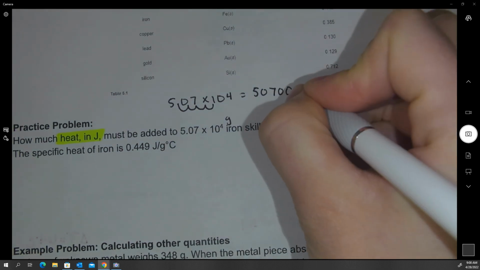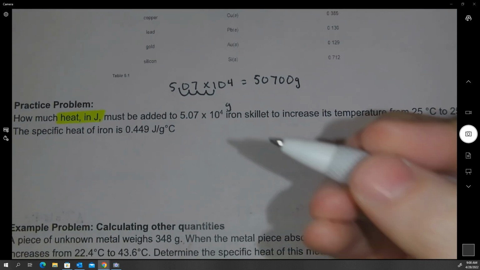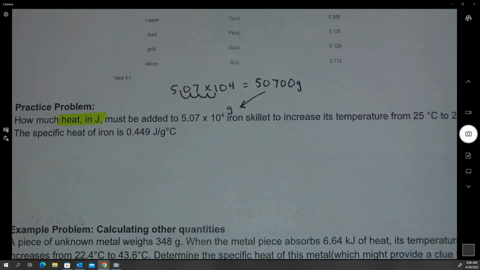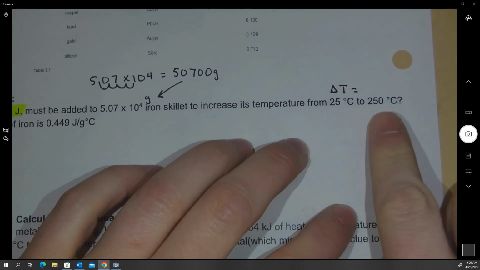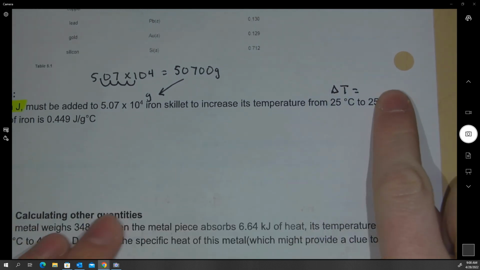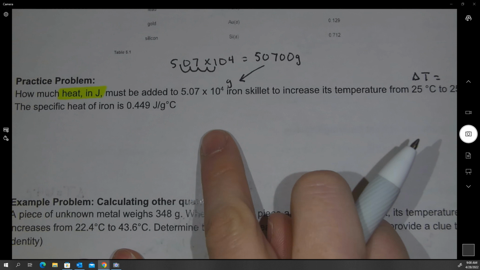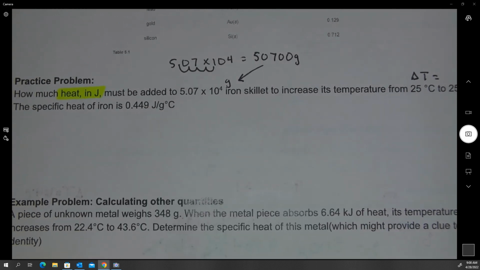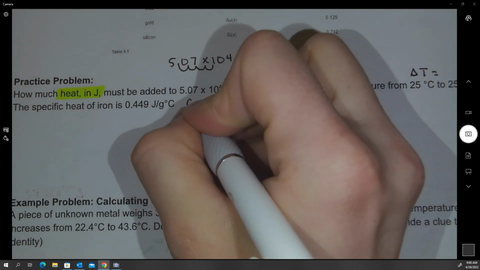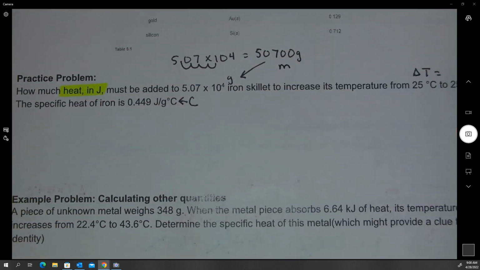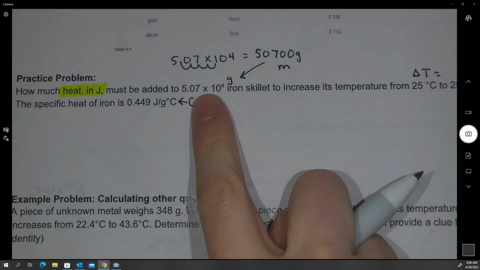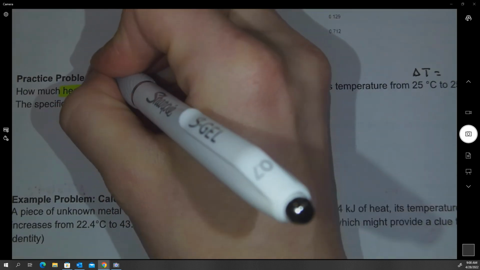0.700 grams. Okay, so that's your grams. You've got to calculate your temperature change. So 250 minus 25 will give you your temperature change. And then this one gives you the specific heat of iron in the problem. So this is your C. Okay, so you have your mass. You're going to calculate your temperature change. You have your C, and you're solving for Q.